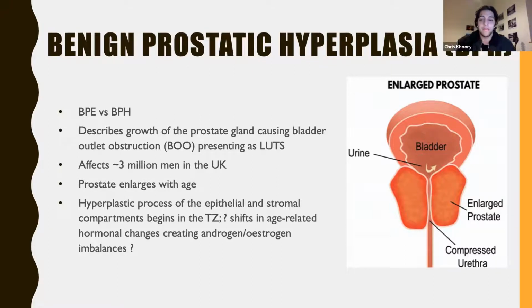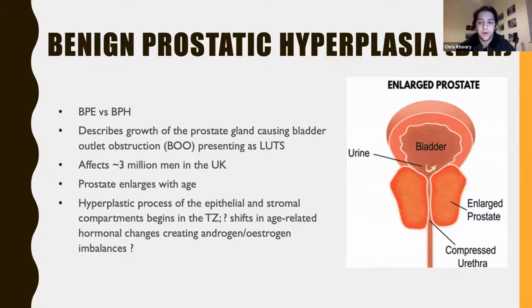Around 42% of men from the age of 51 to 60 have BPH, and that goes up to around 82% of men from 71 to 80. So it's a very, very common condition. Essentially this describes the growth of the prostate gland, which causes bladder outlet obstruction, or BOO, presenting as lower urinary tract symptoms. It affects around 3 million men in the UK, and the prostate naturally enlarges with age.